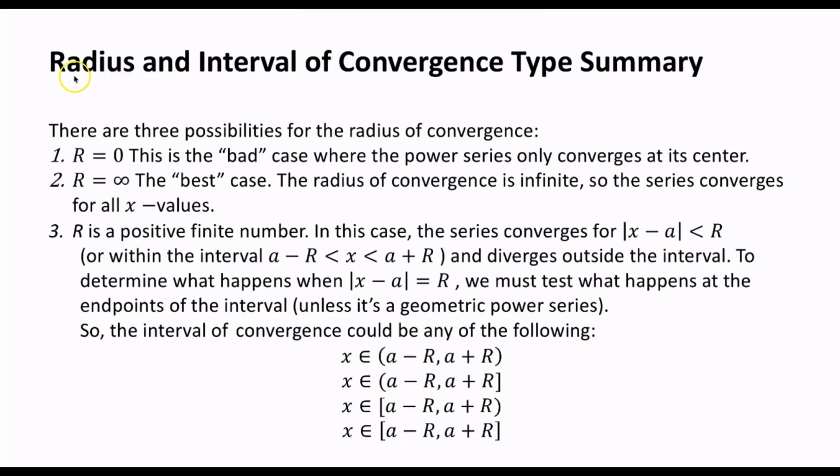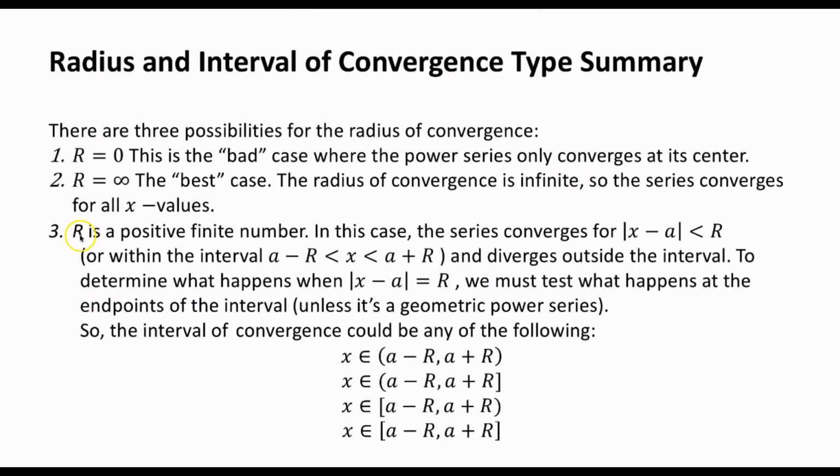Now let's try to summarize the radius and interval of convergence types. There are 3 possibilities for the radius of convergence. First, r could be equal to 0. That's the bad case, where the power series only converges at its center. The second possibility is that the radius is infinity. That's the best case scenario. The radius of convergence is infinite, so the series converges for all x values.